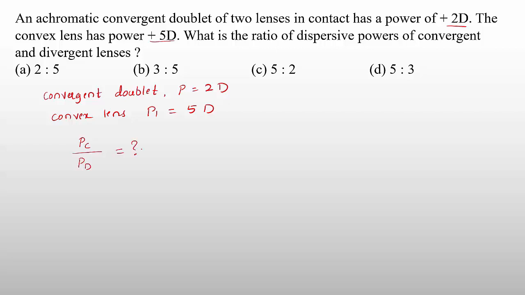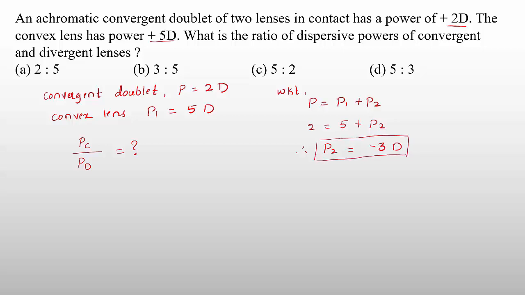We have to calculate. Yes, we know that P equal to P1 plus P2, right? Combination of thin lenses in contact, there we studied. P equal to P1 plus P2. So P value, that is convergent doublet of two lenses, is given 2 diopter. P1 value is 5 diopter. P2 keep as it is. Therefore we got P2 value as minus 3 diopter. Right? Now we got P1, P2 and P value.